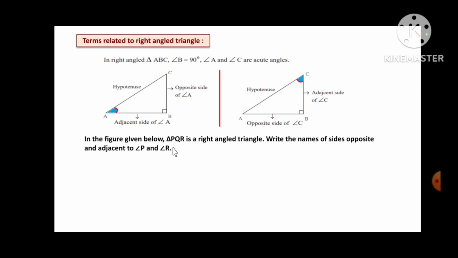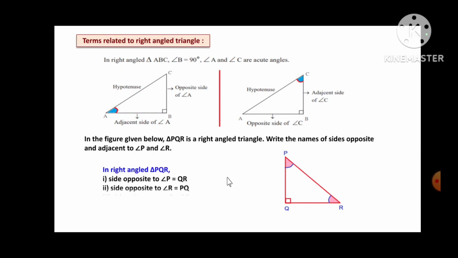So friends, in the above figure, this triangle PQR which is shown here is a right angle triangle. Write the names of the sides opposite and adjacent to angle P and angle R. These two angles we are considering, and their opposite sides we have to write here. In the right angle triangle PQR, the side opposite to angle P is QR. Side opposite to angle R is PQ.